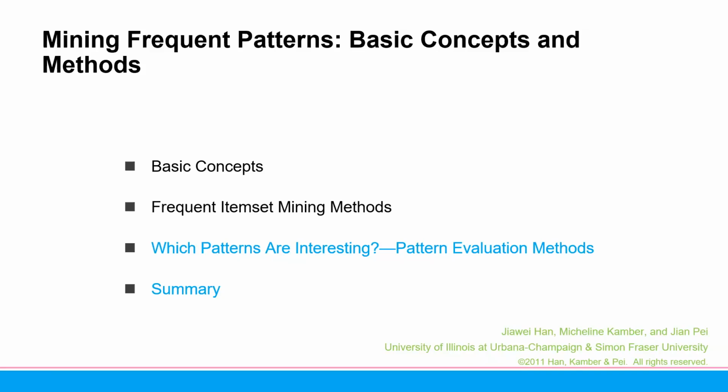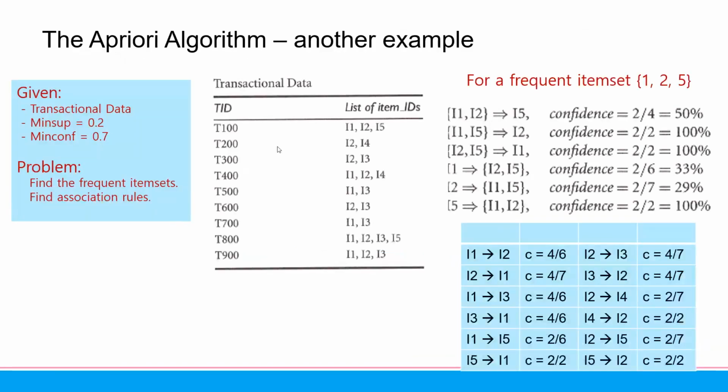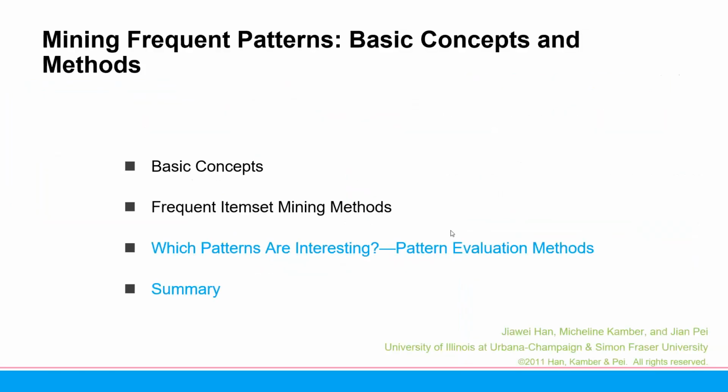We already learned about frequent pattern mining and association rules. So we learned how to get the frequent itemsets and then how we can get the association rules. So we need to understand which patterns are interesting, because when we look at those patterns, there might be some questions whether those patterns are interesting or not. So we will learn about the pattern evaluation methods.